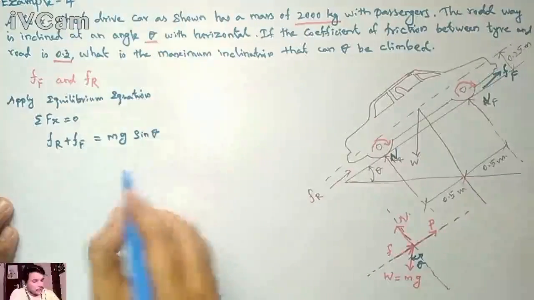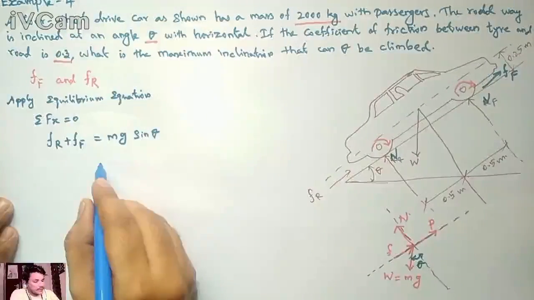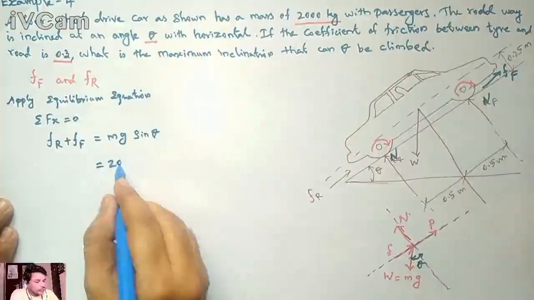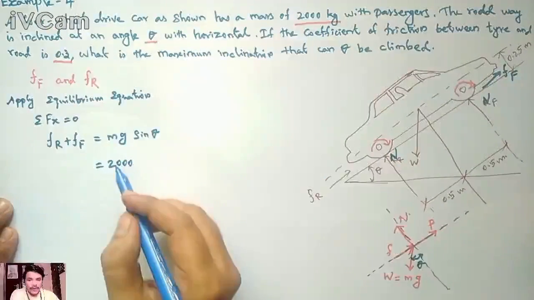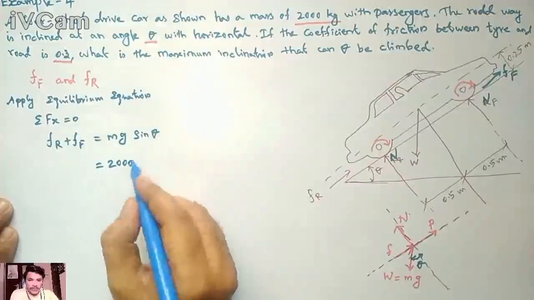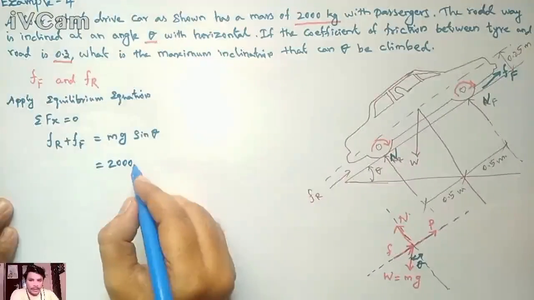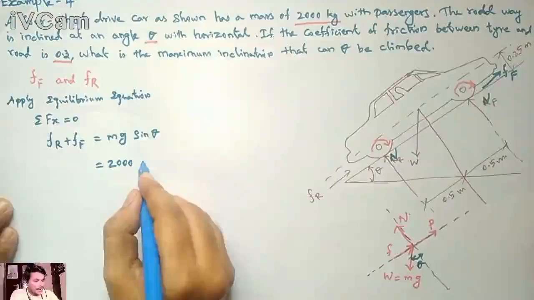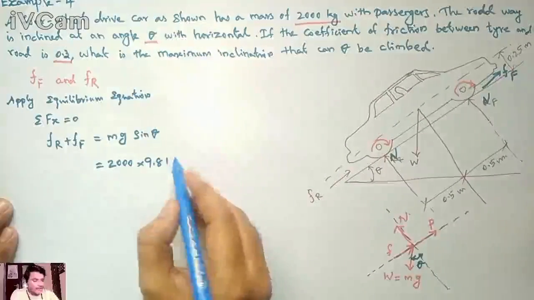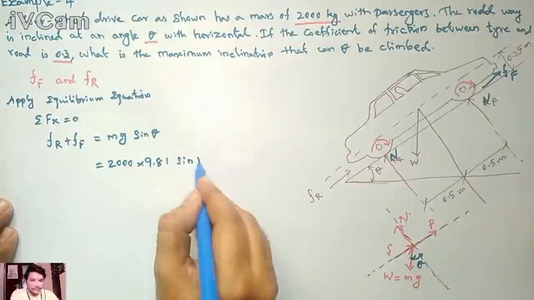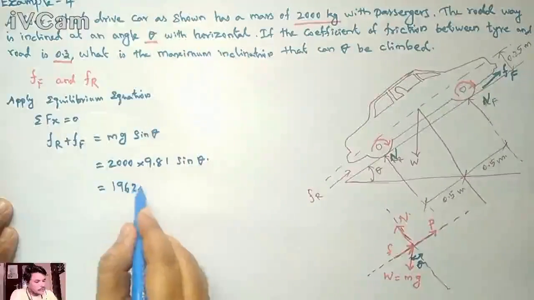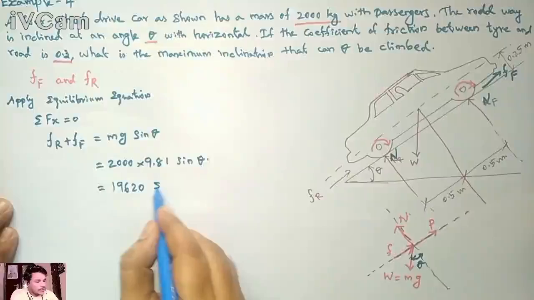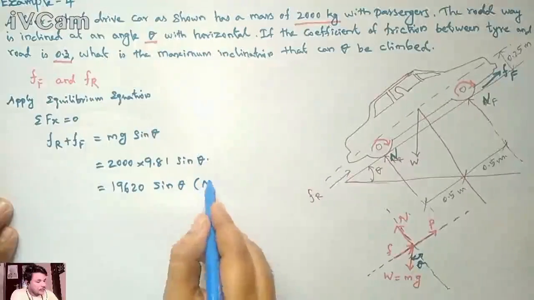So this is the case, and I am applying the m value of 2000. In the problem it is given as 2000 kilograms. So 2000 into 9.81 sin theta, you will get 19620 sin theta. It is in Newton unit.